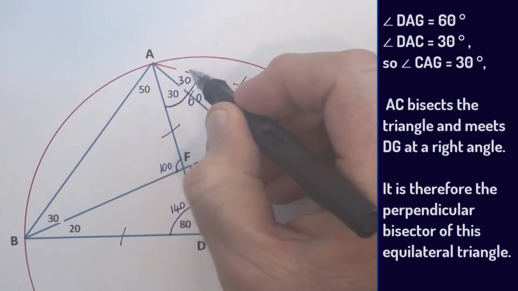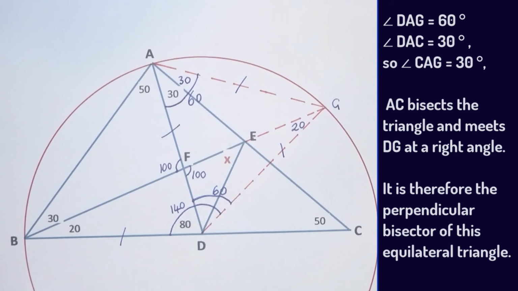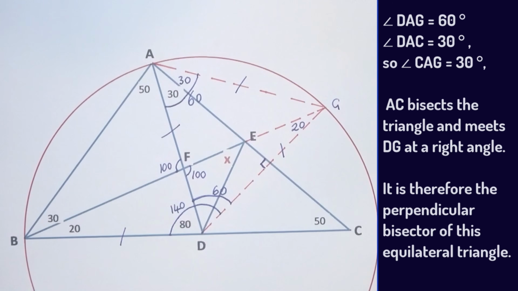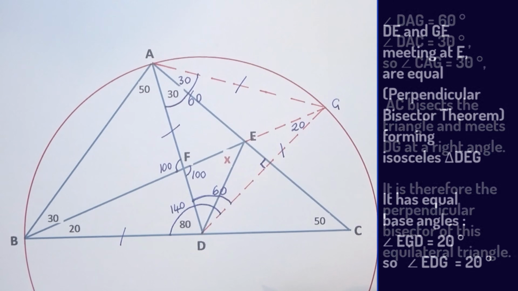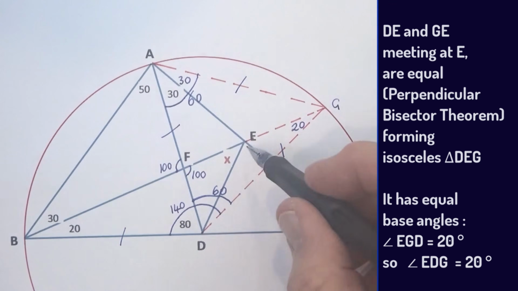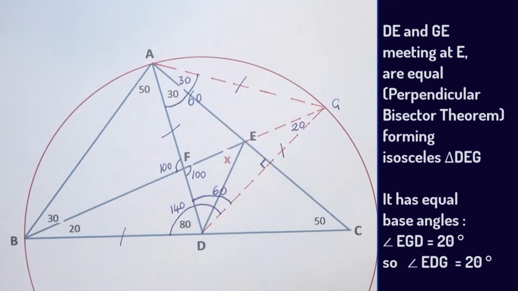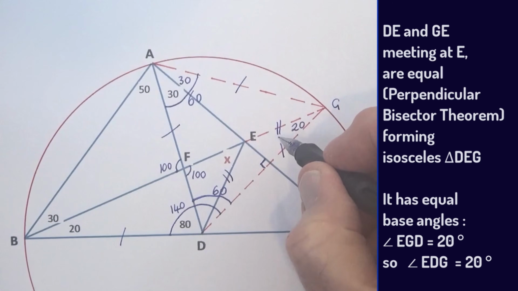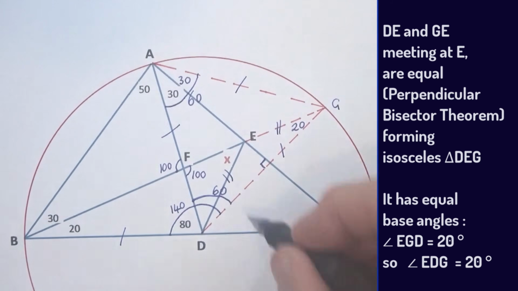Now things are really falling into place, because not only do we have an equilateral triangle, DAG, but one of the sides of our original triangle has become its perpendicular bisector. Now the properties of an equilateral triangle will help us to solve this problem from here. By the perpendicular bisector theorem, DE equals GE, forming another isosceles triangle with equal base angles of 20.